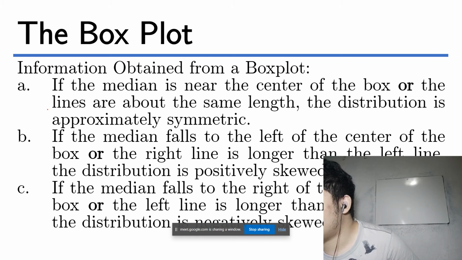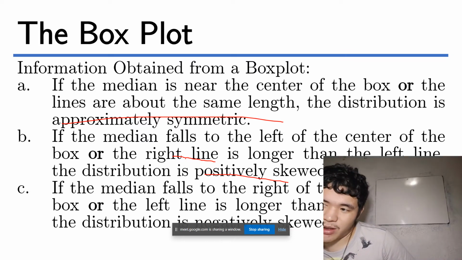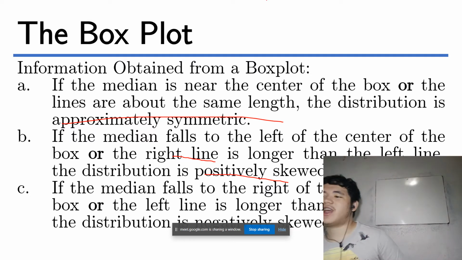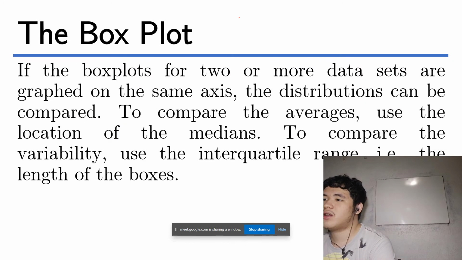Information obtained from a box plot. If the median is near the center of the box, sabihin, or kaya magkapantay yung box or kaya yung line, no? Approximately symmetric yung distribution. Kapag mas mahaba yung right na line or kaya mas malaki yung right part ng box, positively skewed. If the median falls to the right of the center of the box or the left line is longer than the right line, then the distribution is negatively skewed. Ayan. Then, to compare averages, use the location of the medians.